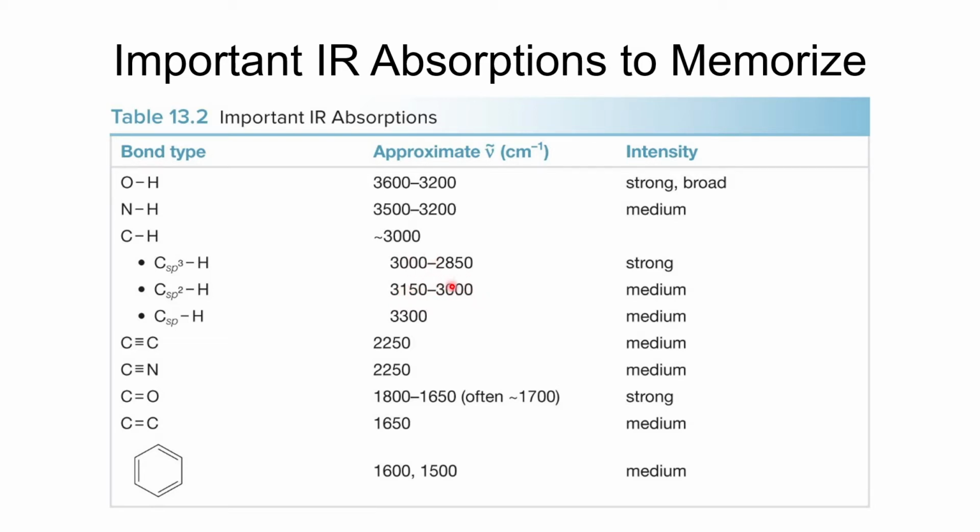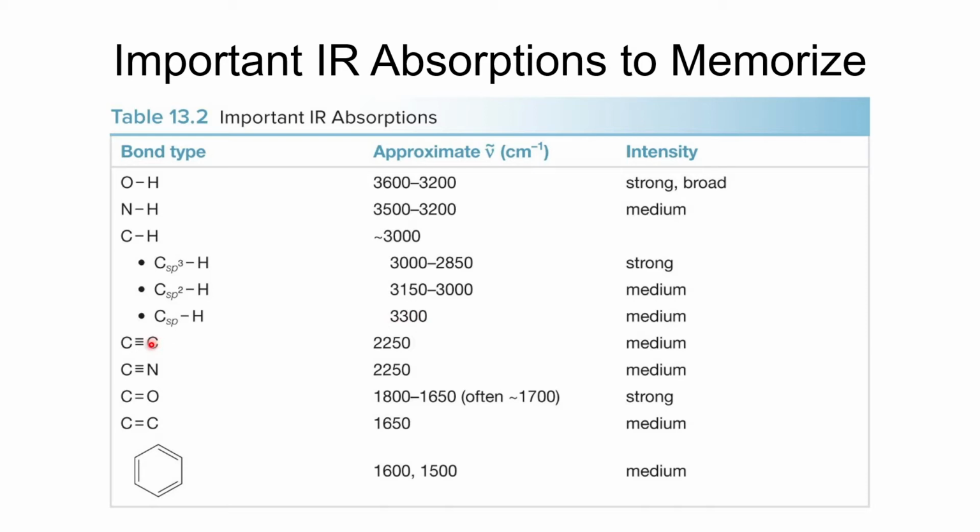And since these don't really overlap, that means you can clearly identify when you have carbon hydrogen that's sp3 and carbon hydrogen that's sp2. Carbons that are sp hybridized with a hydrogen on them, like an alkyne for example, have a stretching frequency at about 3300, and these tend to be a little bit narrower and not quite as strong as the ones that are sp2 and sp3, but these are definitely distinct.